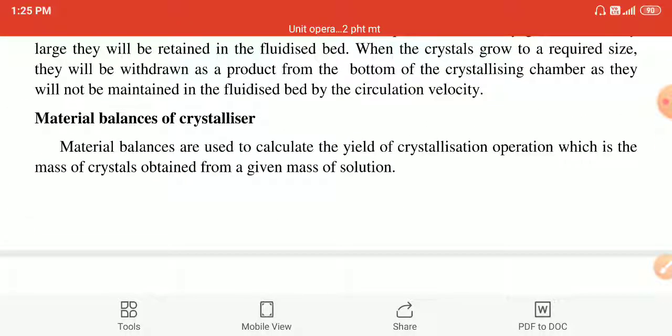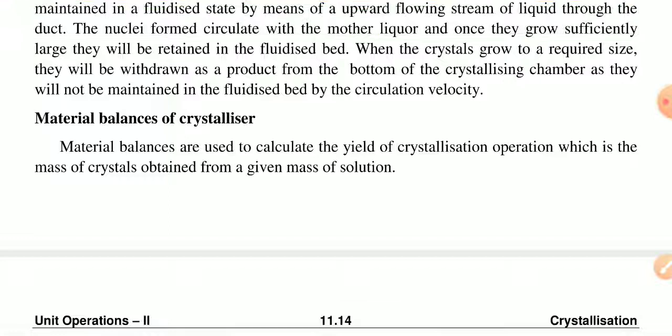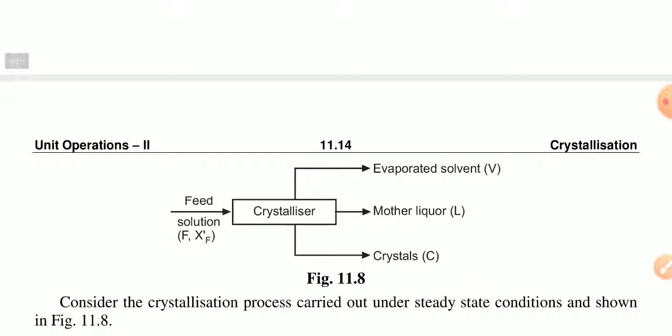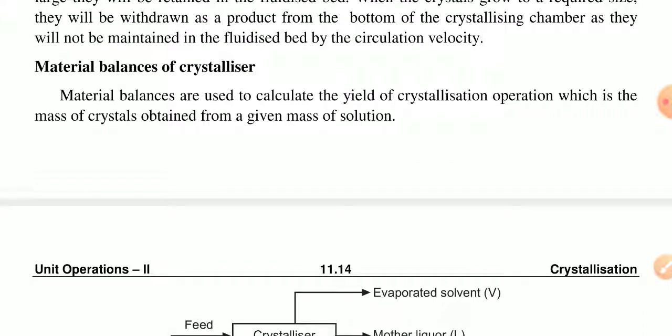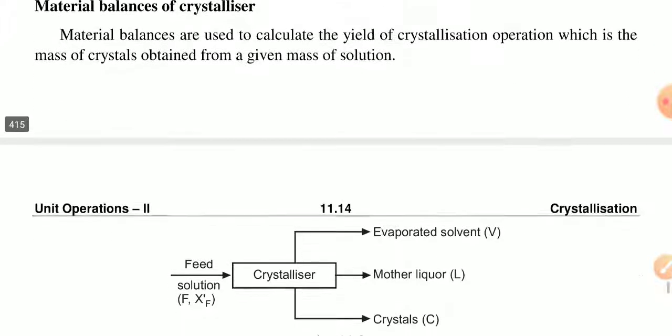The material balance is used to calculate the yield of a crystallization operation, which is the mass of crystals obtained from a given mass of solution. Okay, this figure. Simply, the material balance is used to calculate the yield. Yield's definition we have already seen at the start.